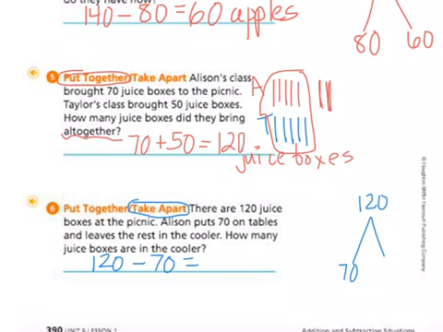And I know that 12 minus 7 is, hopefully you know this too, 5. And then if 12 minus 7 is 5, put the 0 back on. It's going to be 50 juice boxes are still in the cooler.